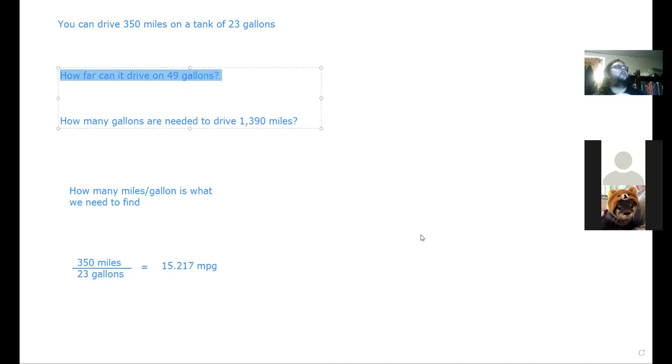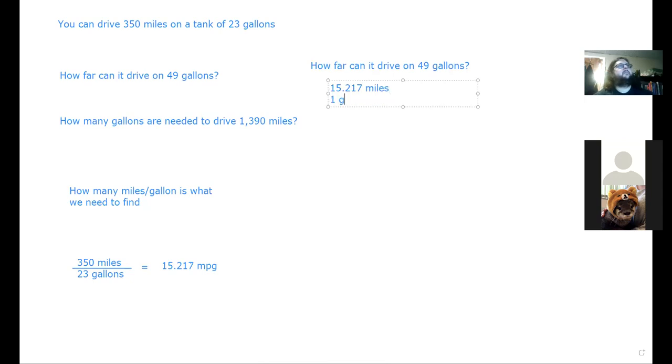Copy. Paste. Right here. So we have 15.217 miles for 1 gallon. And we have 49 gallons. So we want to make sure we put the gallons opposite each other, top and bottom. So like this. Gallons on the bottom, gallons on the top, so that we can cancel each other out.